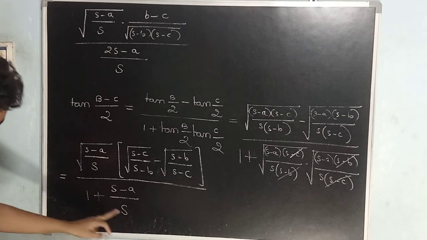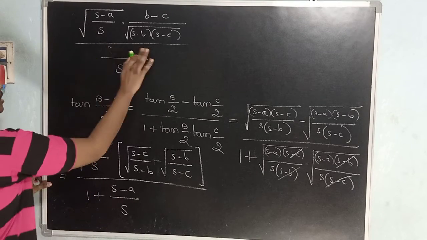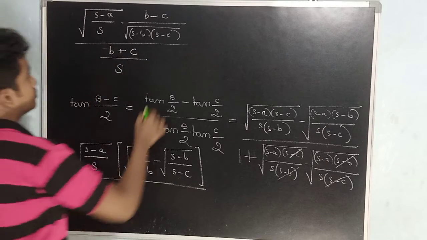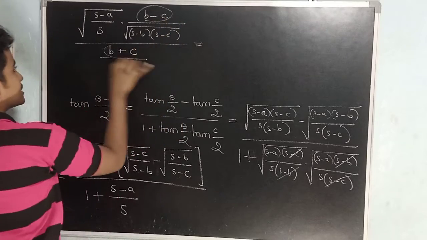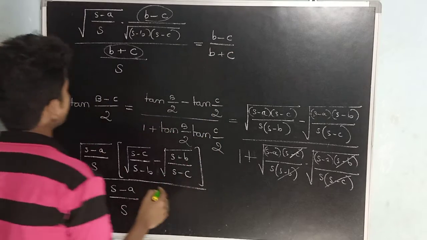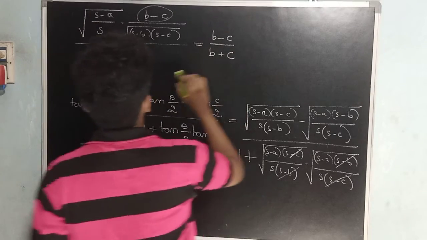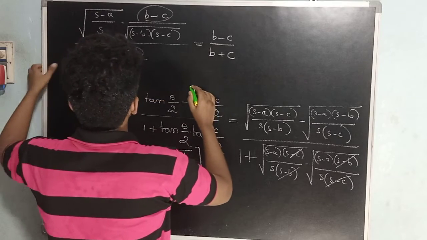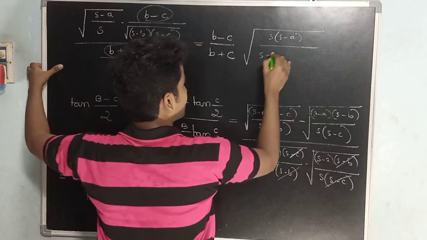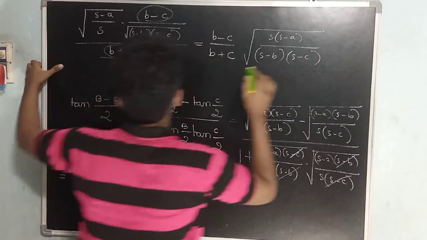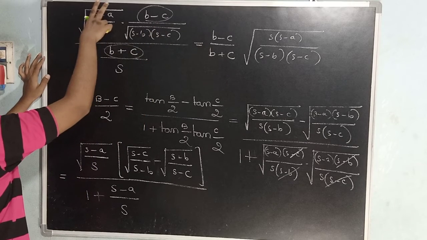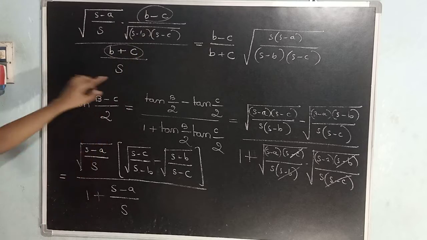So simply taking LCM, 2s minus a can be written as b plus c. Take b minus c, b plus c: b minus c by b plus c into root s of s minus a by s minus b into s minus c. We have separated b minus c by b plus c, right? So what we have got is root s minus a by s into this part and this part.